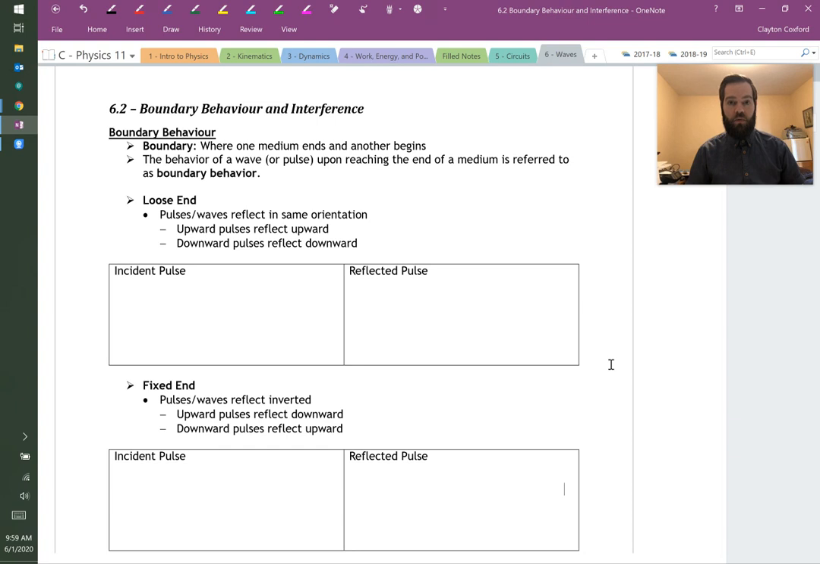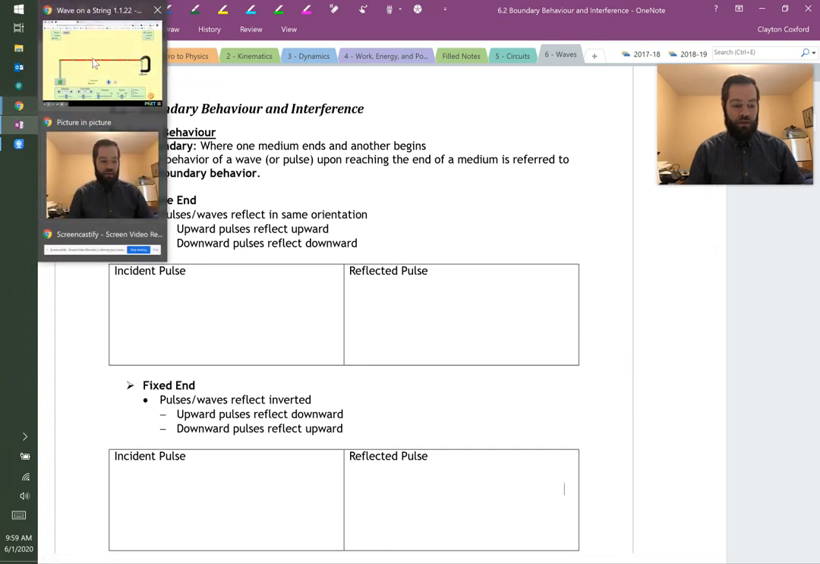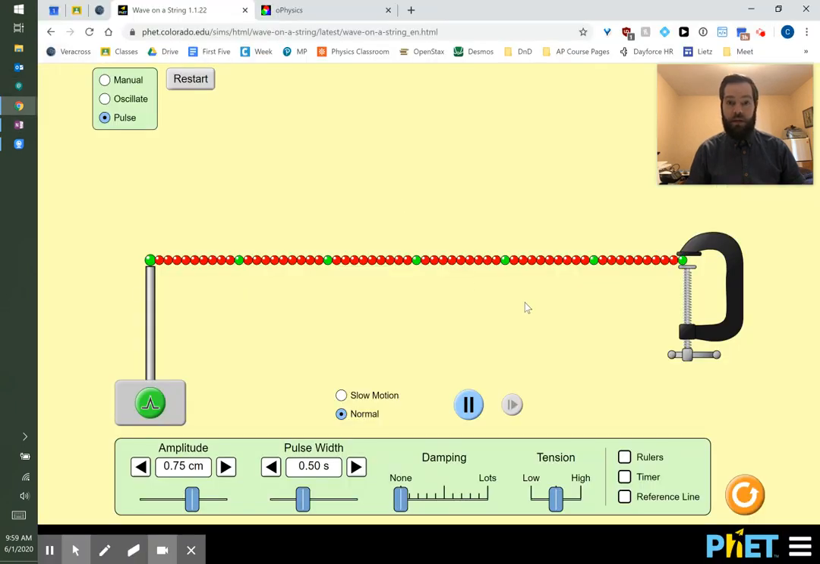We're going to look at a wave on a string, and we're going to see what happens when it encounters a boundary with a loose end. And then what happens when it encounters a boundary with a fixed end? What happens to the reflection of that wave? And you've seen all this in the lab, so this is more of a summary. So let's take a look quickly here at what happens when it encounters a loose end.